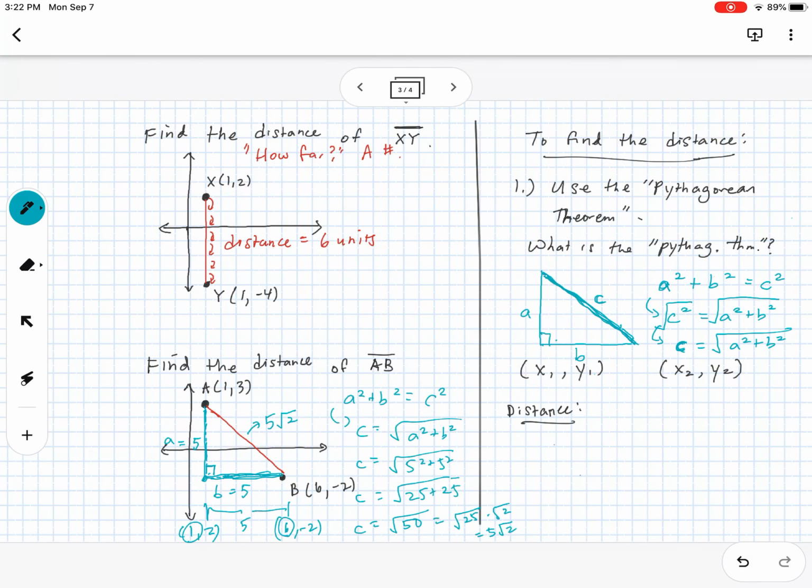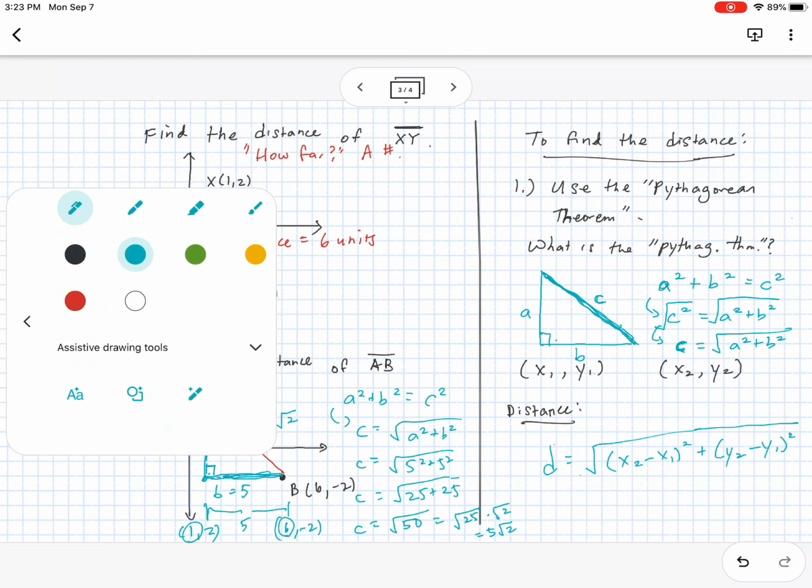All right, so without getting too complicated here, I'll just tell you the distance formula, which is d equals the square root of x2 minus x1 squared plus y2 minus y1 squared. Okay, so that's our formula for distance.